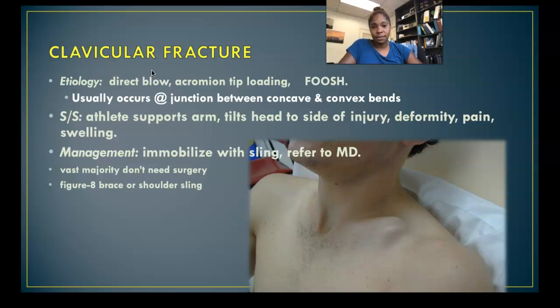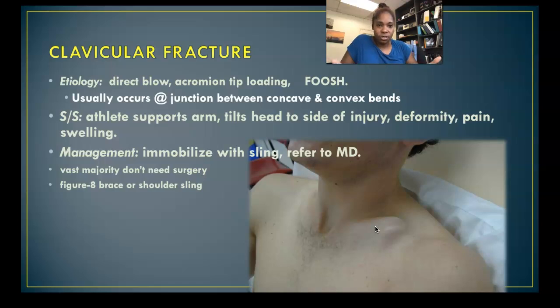In terms of signs and symptoms, here are two that I think of when I think about clavicular fracture. Number one, the athlete's going to be supporting his or her arm, and then the athlete's always going to tilt to the side of the injury to support the injured side. So if a patient walks into your clinic like this, you're suspecting clavicular fracture. There certainly will be deformity, but it isn't always as obvious as what you see below. You might just have to palpate and feel a divot, or what's called a piano key sign. So you'll press where there should be a bone and there isn't.